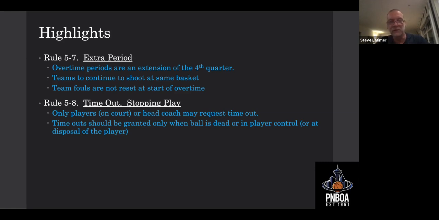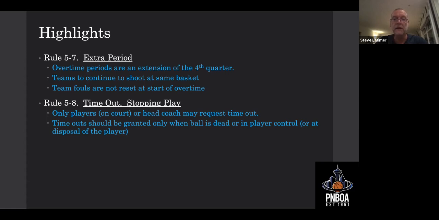Okay. So you shoot the same basket, and the team fouls don't reset. So if you had 6 fouls in the second half, you have 6 fouls to start the overtime period as well. Okay. And timeouts.